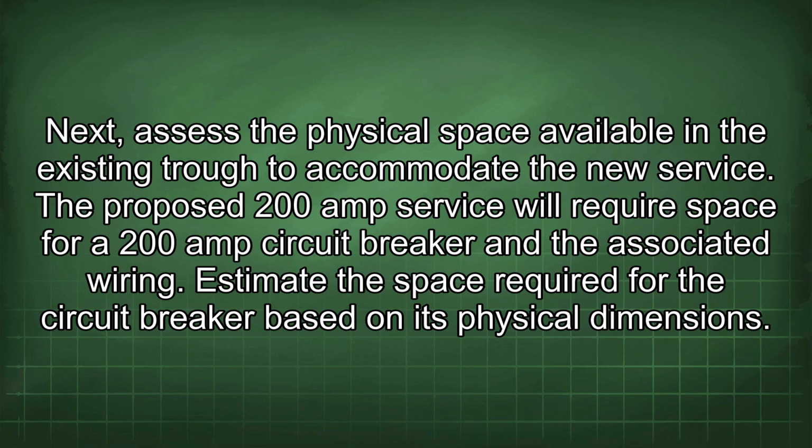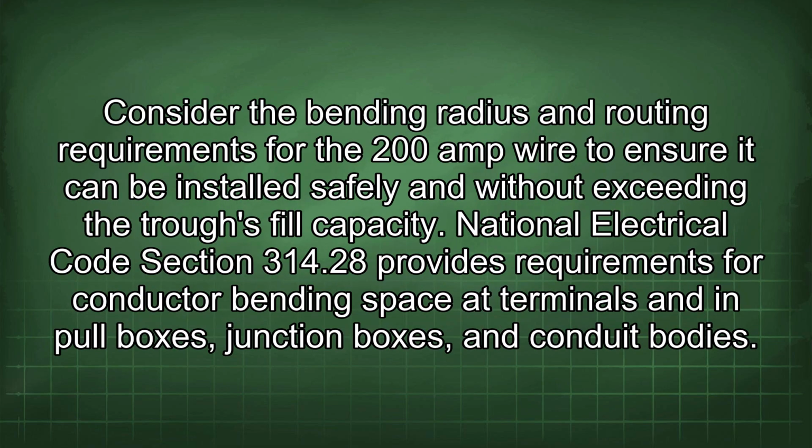Next, assess the physical space available in the existing trough to accommodate the new service. The proposed 200 amp service will require space for a 200 amp circuit breaker and the associated wiring. Estimate the space required for the circuit breaker based on its physical dimensions. Consider the bending radius and routing requirements for the 200 amp wire to ensure it can be installed safely and without exceeding the trough's full capacity.